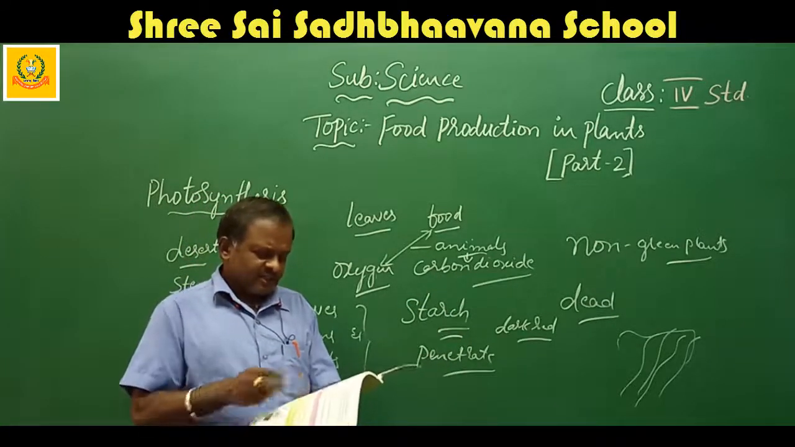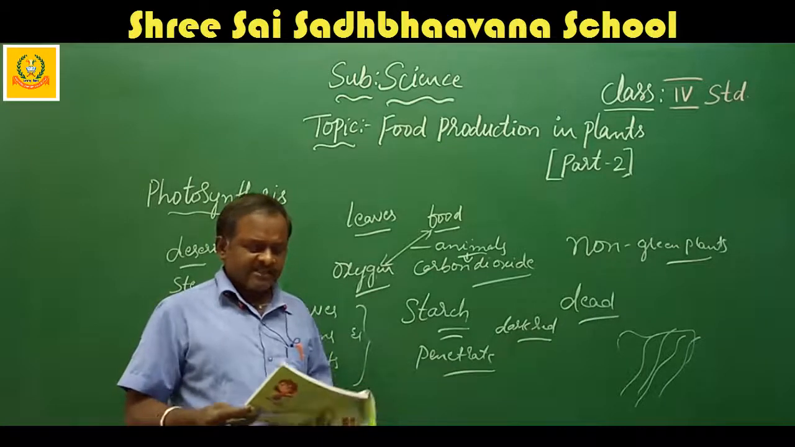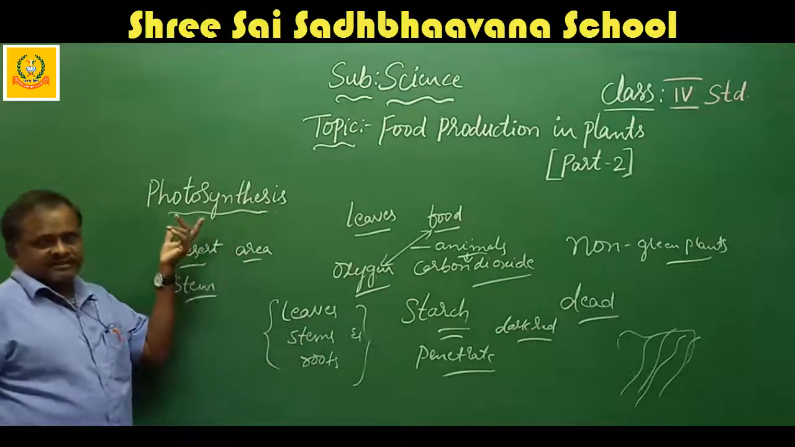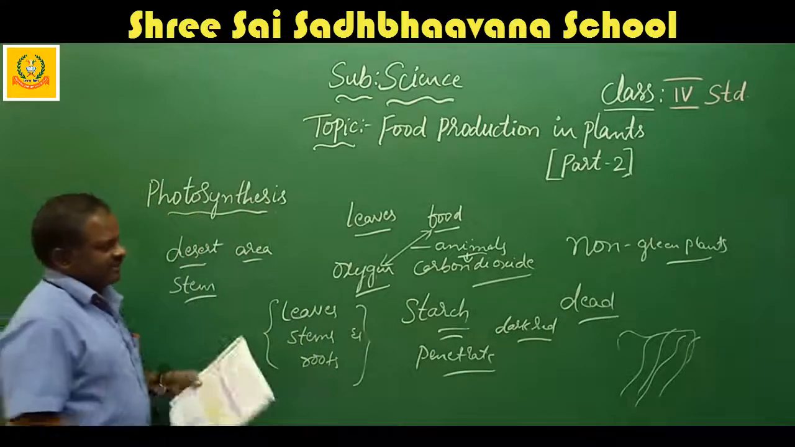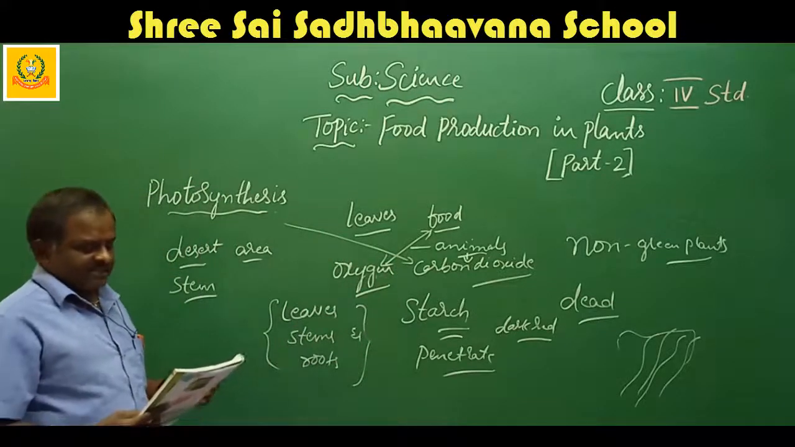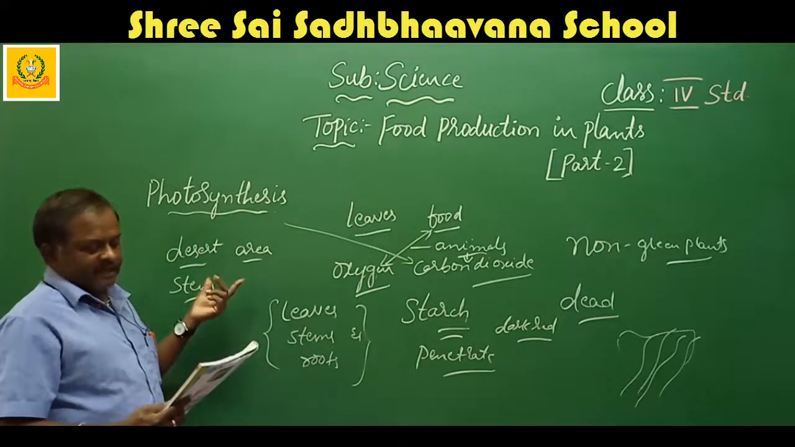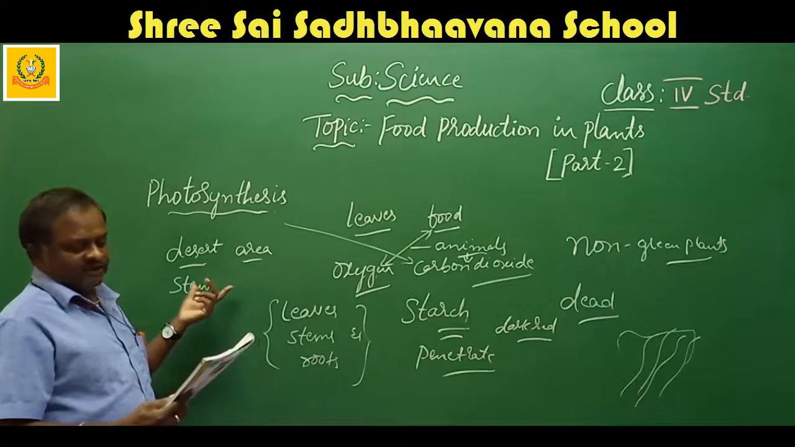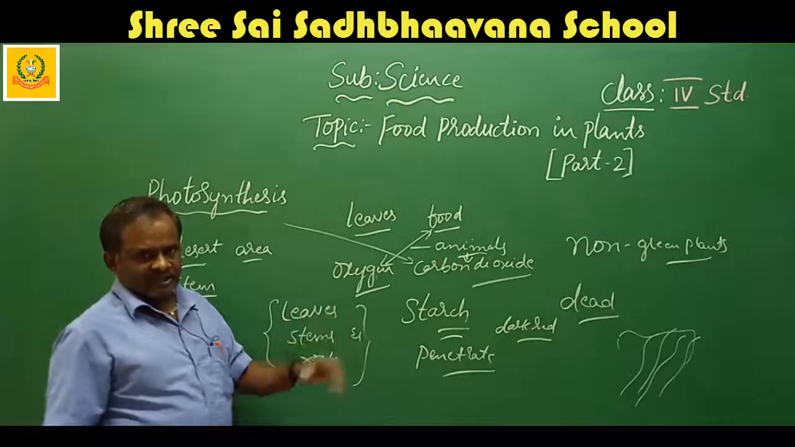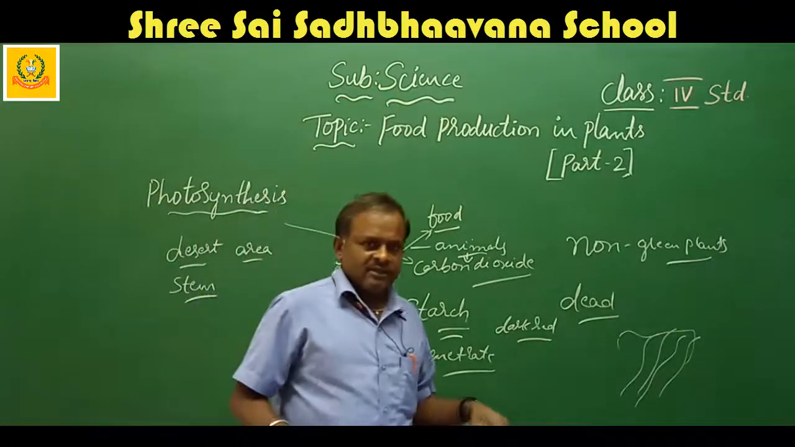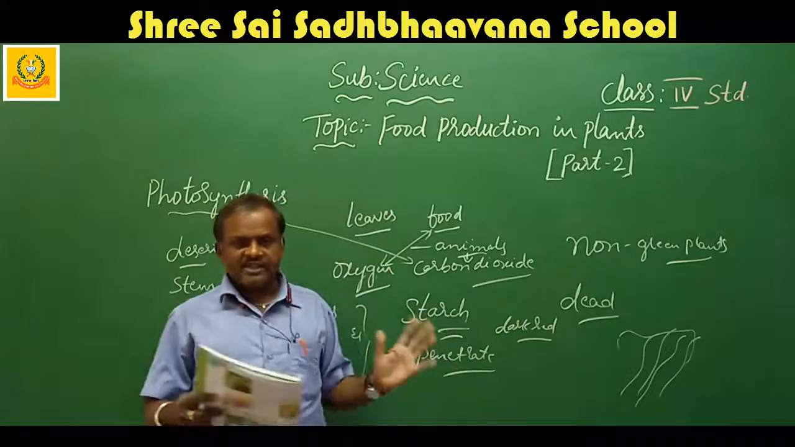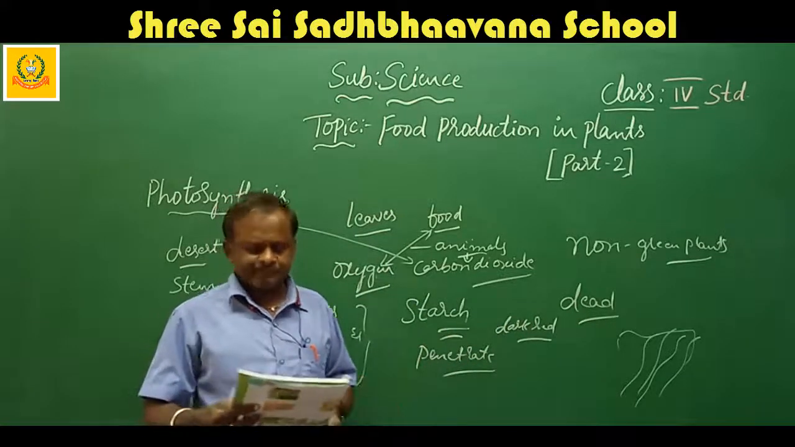Okay, animals breathe out carbon dioxide. This carbon dioxide is used by the plants in the process of photosynthesis. Thus, we should maintain a balance in nature for the survival of both plants and animals. That means without plants, we can't live. Without us, they can't live. So, it is an ecological balance.